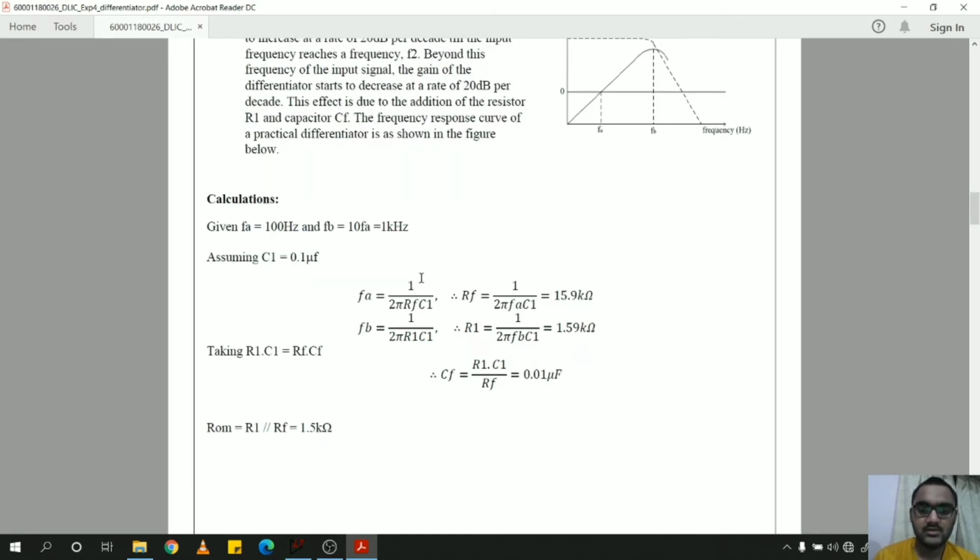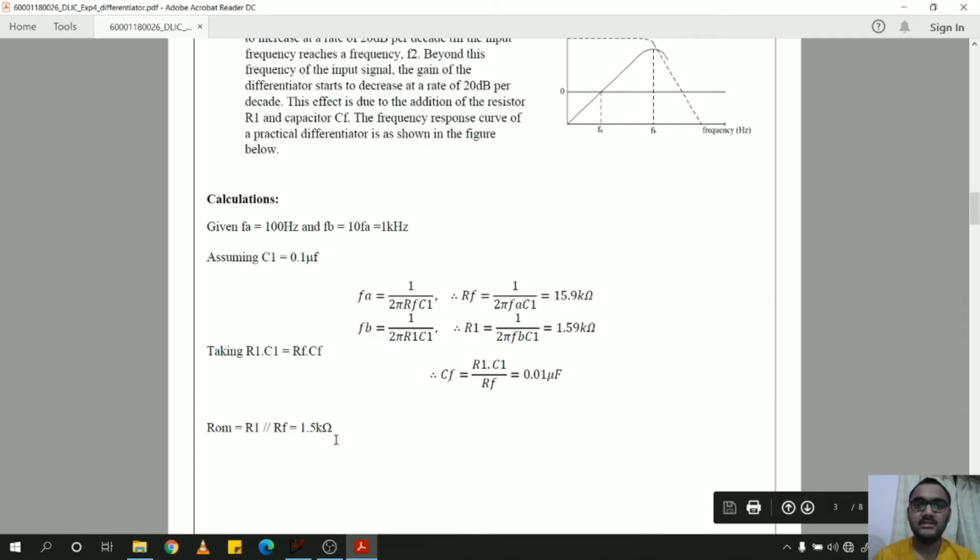FA is equal to 1 upon 2 pi RF C1. By solving that we get RF equal to 15.9 kilo ohms, and FB is equal to 1 by 2 pi R1 C1. By solving that we get R1 equal to 1.59 kilo ohms. Now taking R1 C1 equal to RF CF to give a sharp curve, we get CF as 0.01 microfarad. And as done previously, the value of ROM is R1 parallel with RF, which gives you 1.5 kilo ohm.